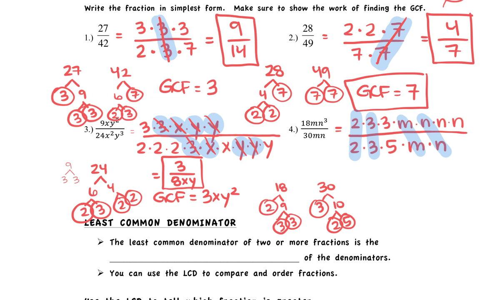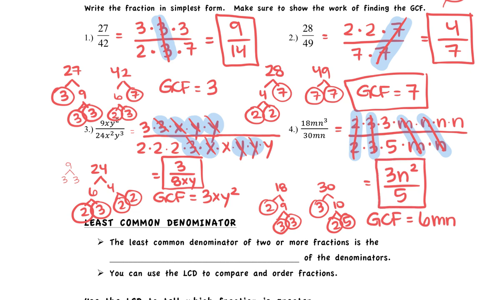All right, so let's check how we're doing so far. You break 18m to the 3rd power and 30mn into all of their pieces, and hopefully what you see is that they have a 2, a 3, an m, and an n in common. So I know that their GCF is 6mn. If I get rid of those, or cancel out or divide out the GCF, then what I'm left with is 3n to the 2nd power in the numerator and 5 in the denominator. And there is your simplified fraction.